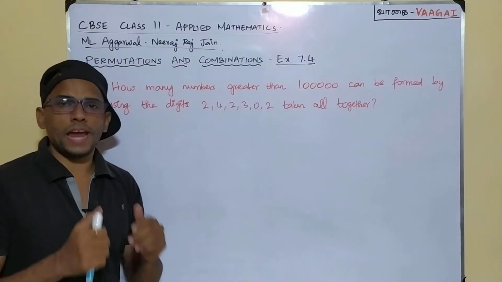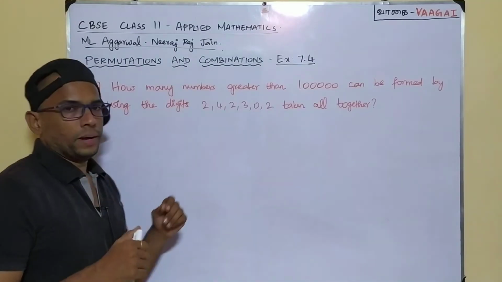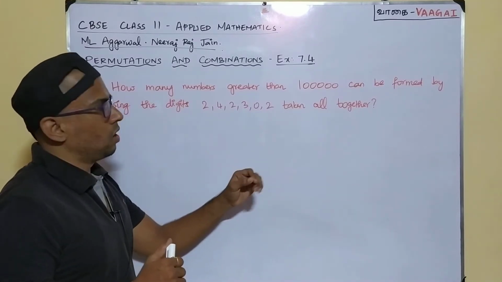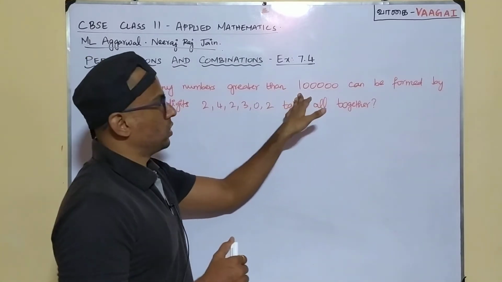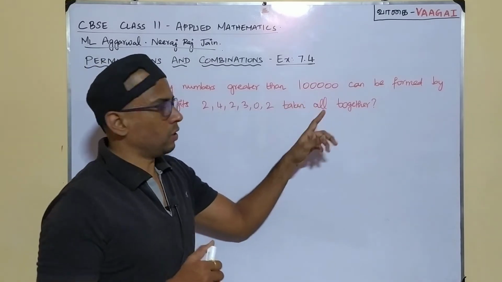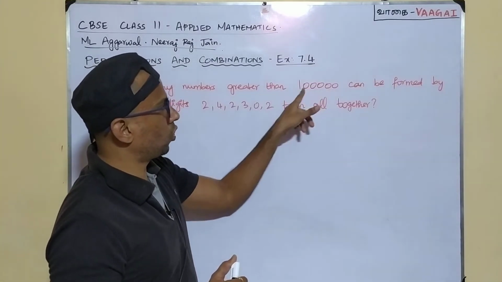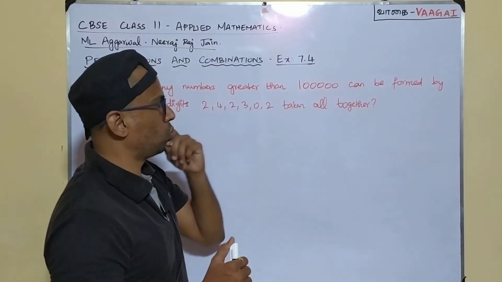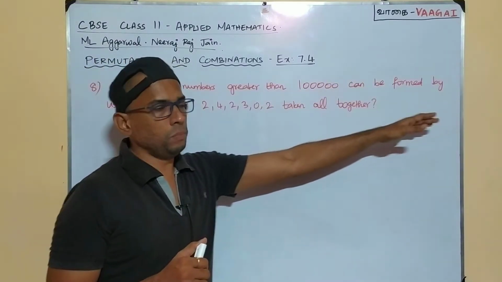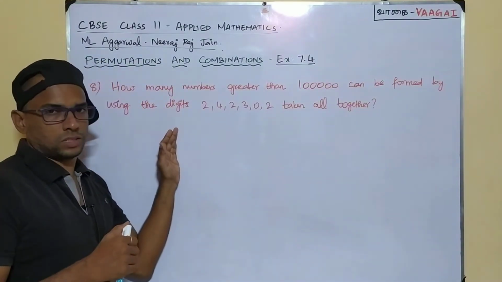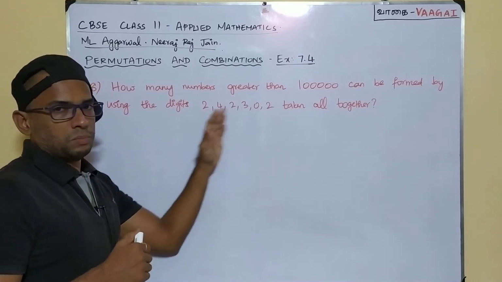Next we have question number 8 with us. Here, how many numbers greater than 1 lakh? If you see this number, this is going to be 1 lakh, right? Because you have 1 followed by 5 zeros. So that means this number is 1 lakh, that can be formed by using the digits. We have some digits given here.